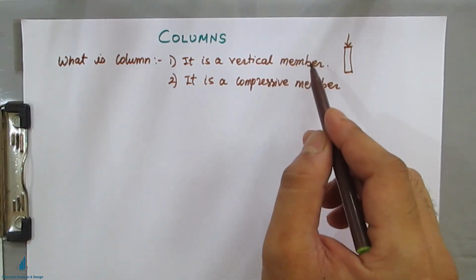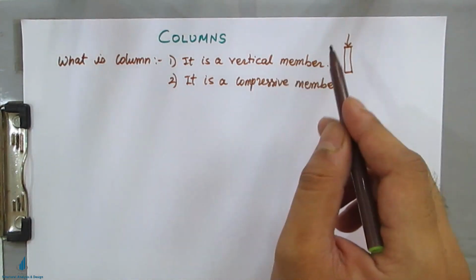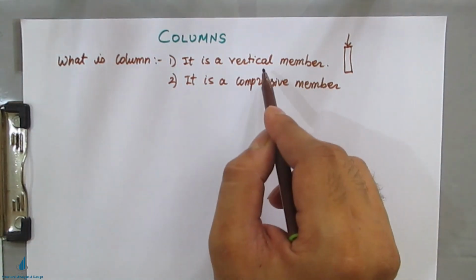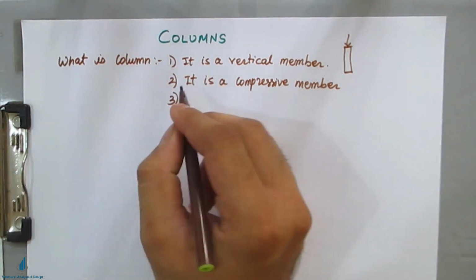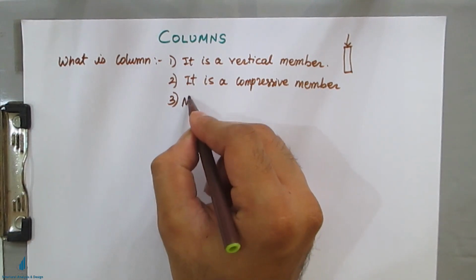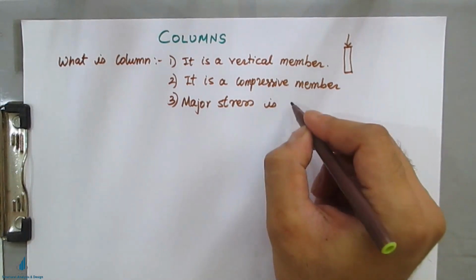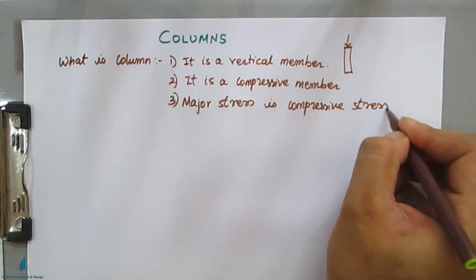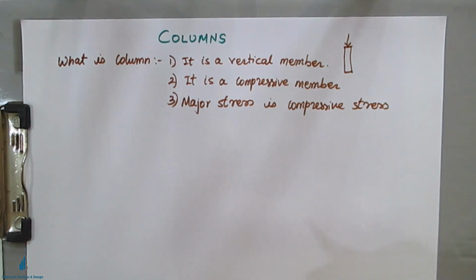So the question was, what is a column? We have given two simple definitions, that it is a vertical member, and that axial force, the vertical force, is coming onto that vertical member, therefore it is known as a compressive member. Third point you can write, the major stress coming onto it is compressive stress. So these are the three basic points you have to remember when it is asked what is meant by column.